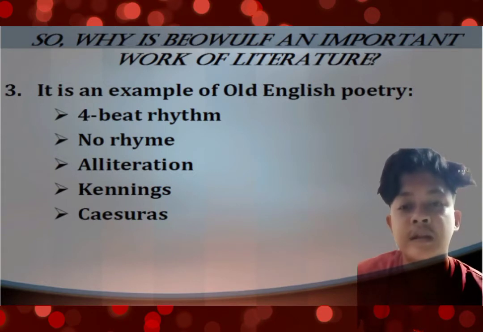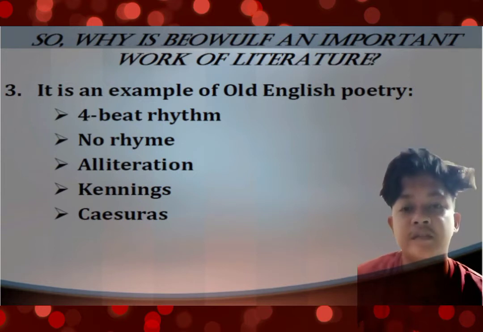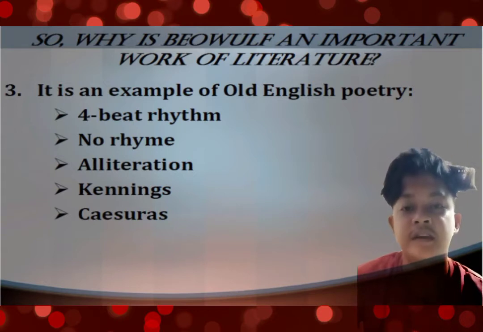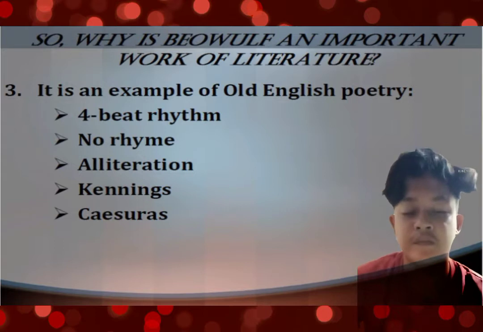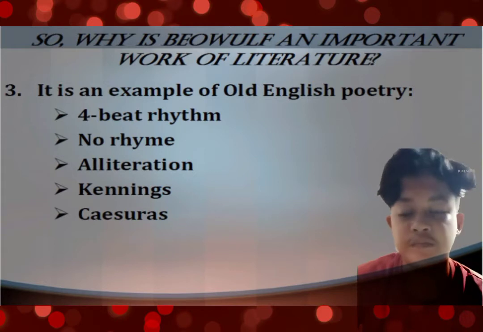Beowulf is an example of Old English poetry. It has a four-beat rhythm, no rhyme, alliteration, kennings, and caesuras. In conclusion, Beowulf is the oldest surviving Germanic epic and the longest Old English poem. It was likely composed between 700 and 750.